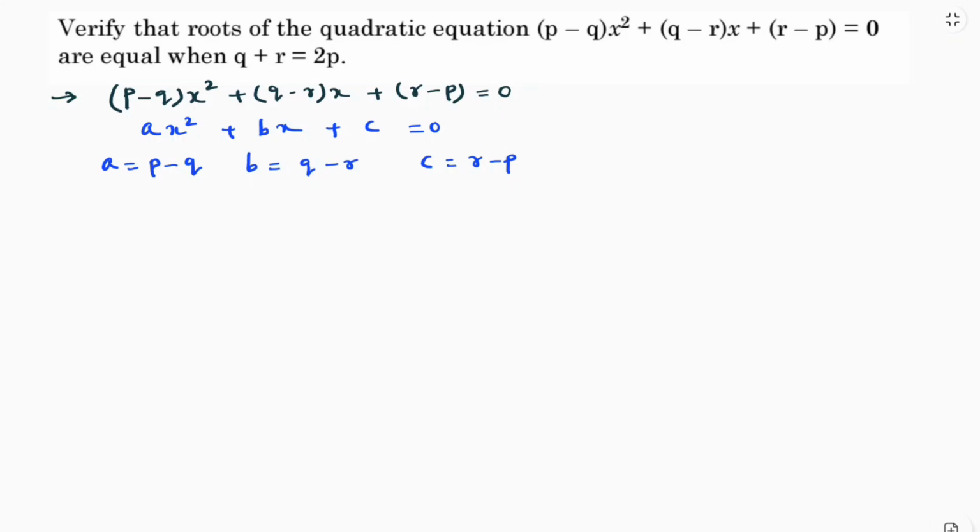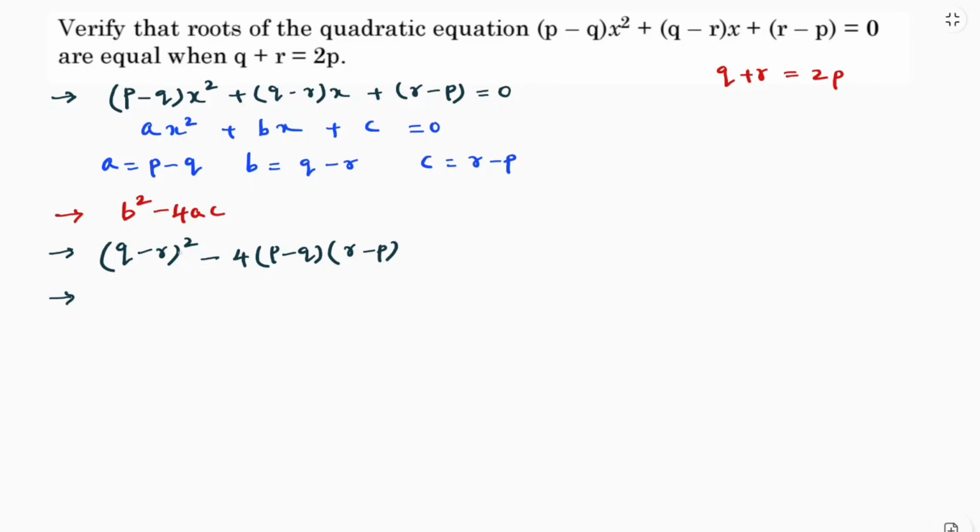So given here, I'll find the discriminant b square minus 4ac, and if I get 0, then the roots are equal. So the given condition is q plus r is 2p. I need to prove this value is 0. Now if I substitute the values, b is (q minus r) whole square minus 4, a is p minus q, c is r minus p.